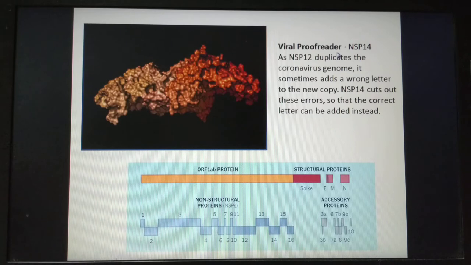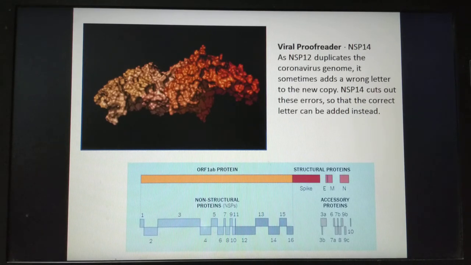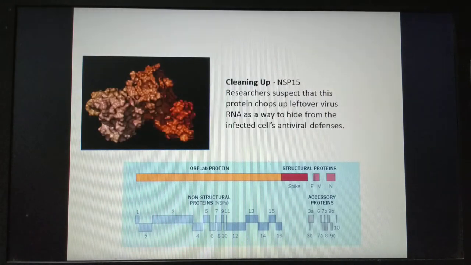Proofreader, that's a very interesting function. In our DNA also, when our DNA is replicated to make a second copy of DNA, as one cell gets two cells, the sequence of A, G, C, T has to be very faithfully copied into the new strand. Sometimes that doesn't happen. There are one or two mismatches. So that is called an error. And there are proteins which are called the proofreader. They go back one step, chop out the wrongly inserted nucleotide, and put a new right nucleotide replacing that wrong one. So this is called a proofreading action. NSP14 does that proofreading action.